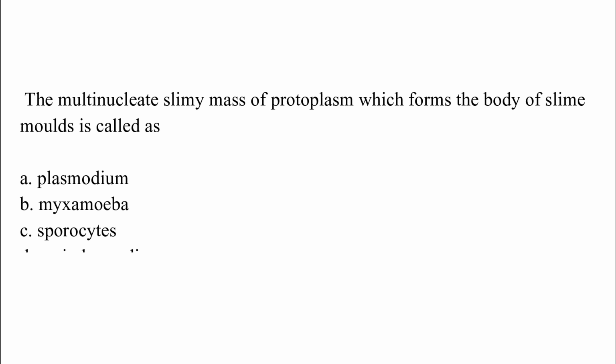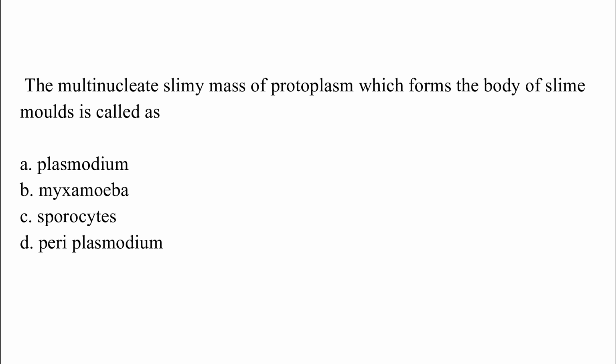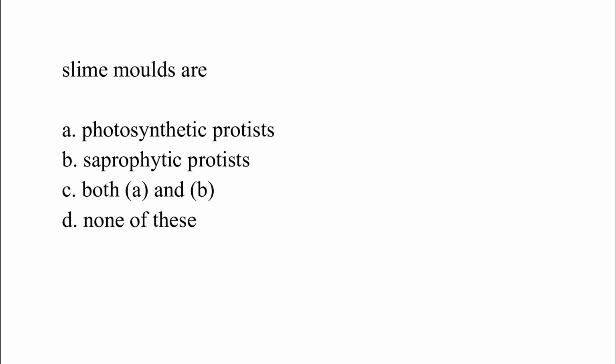The multinucleated slimy mass of protoplasm which forms the body of slime mold is called option A, plasmodium. Option B, mixed amoeba. Option C, sporocytes. Option D, periplasmodium. The correct answer is option A, plasmodium. Slime molds are option A, photosynthetic protists. Option B, saprophytic protists. Option C, both A and B. Option D, none of these. The correct answer is option B, saprophytic protists.